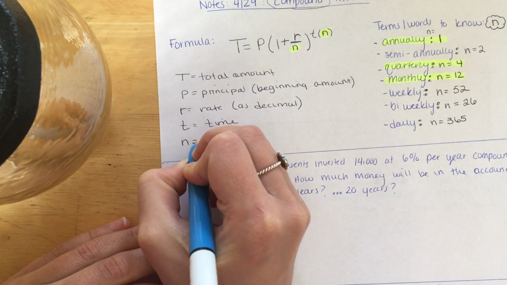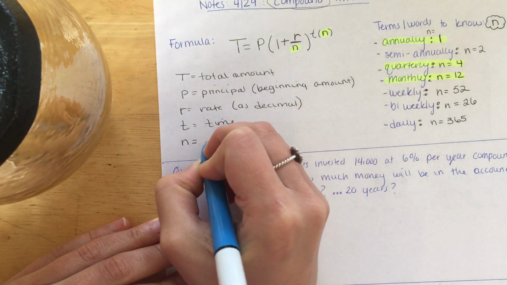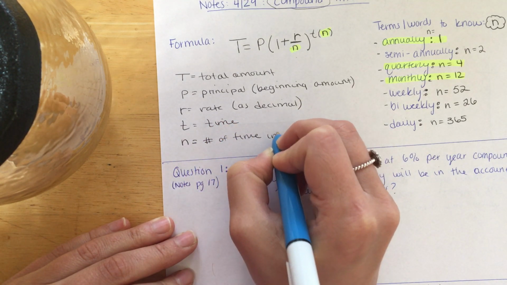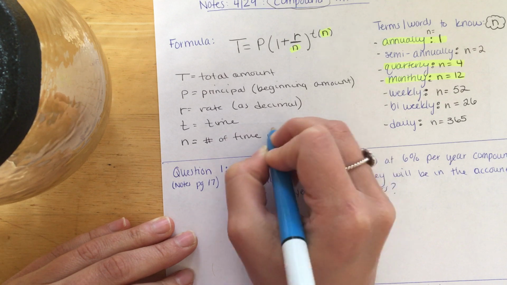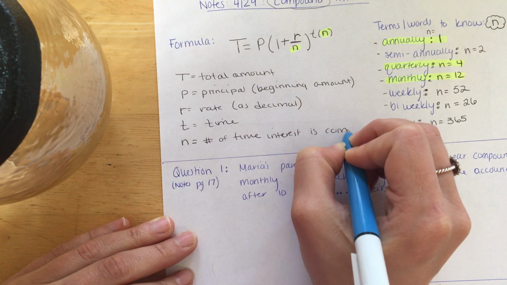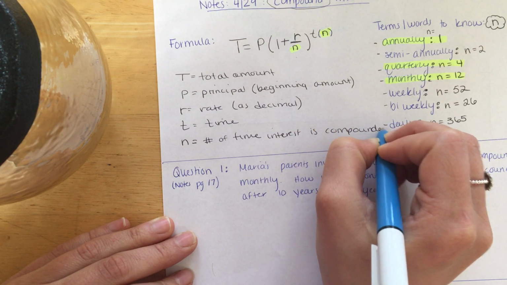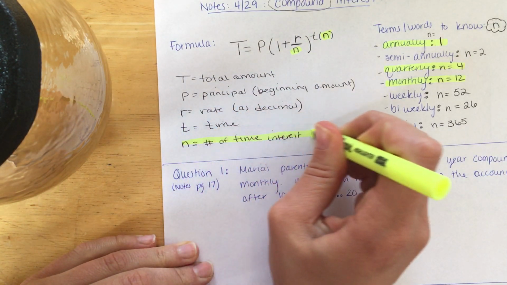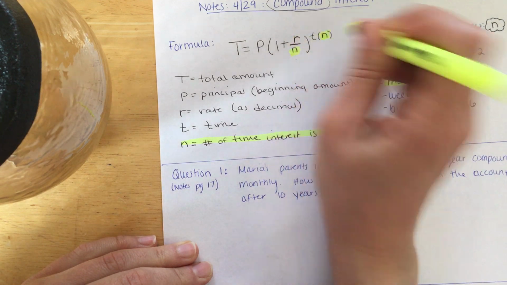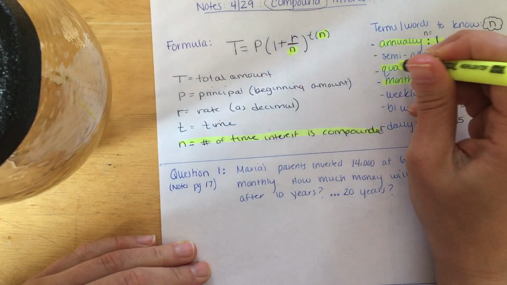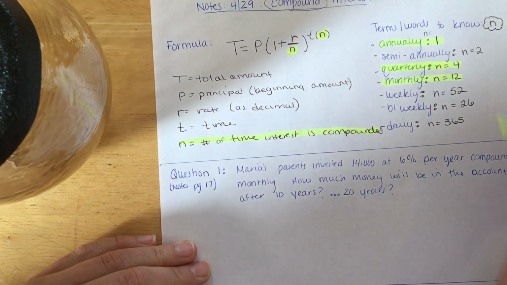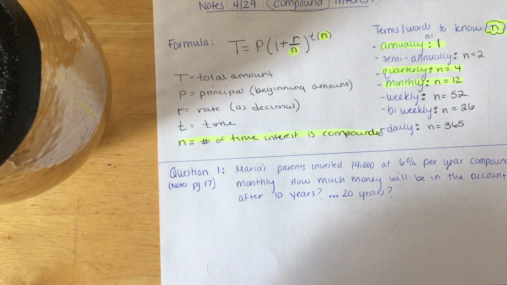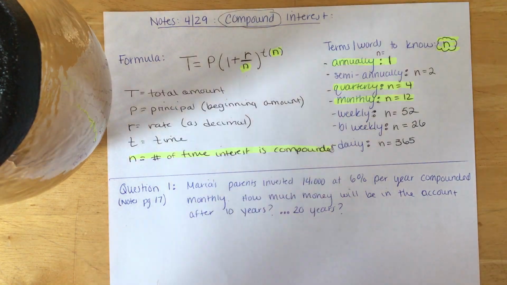And now your N is the number of times interest is compounded. Okay, so N is what we're highlighting in yellow here. You're going to find it here and here. It's going to be the same number both times. If it says compounded quarterly, you're putting a 4 in for N. Monthly, you're putting in 12, okay? So that's the only really new thing in today's lesson. So hopefully it'll go well.